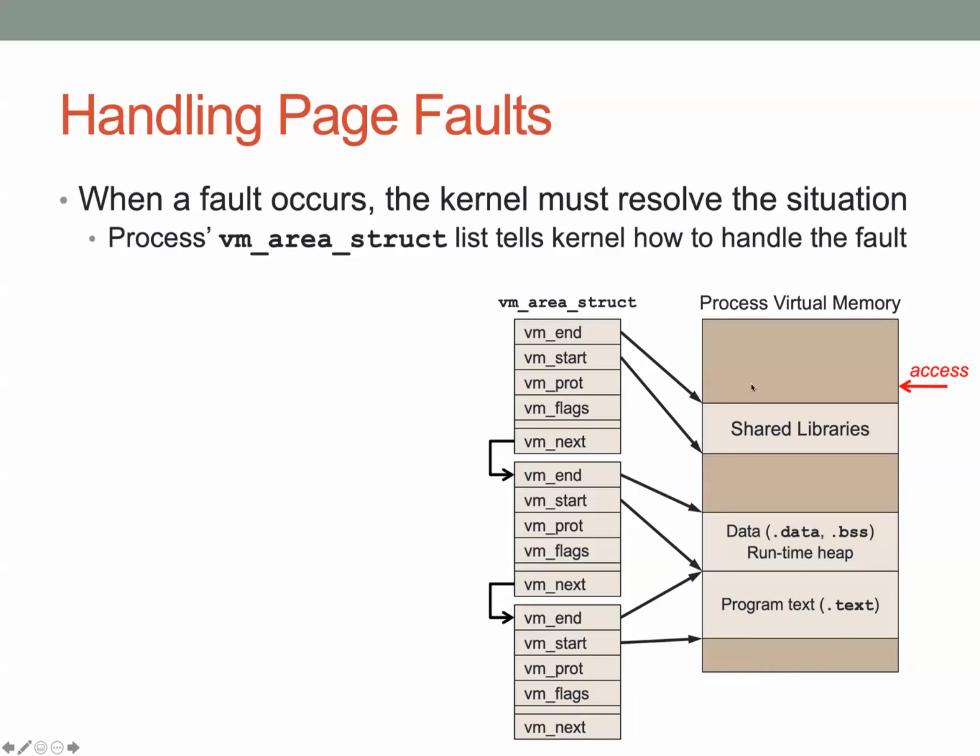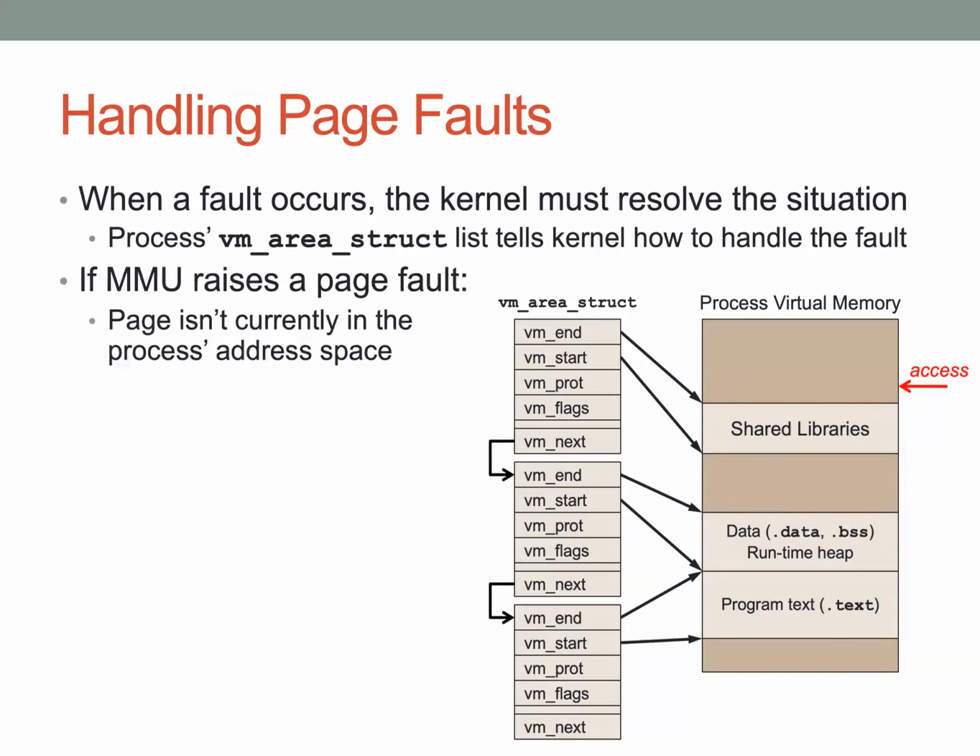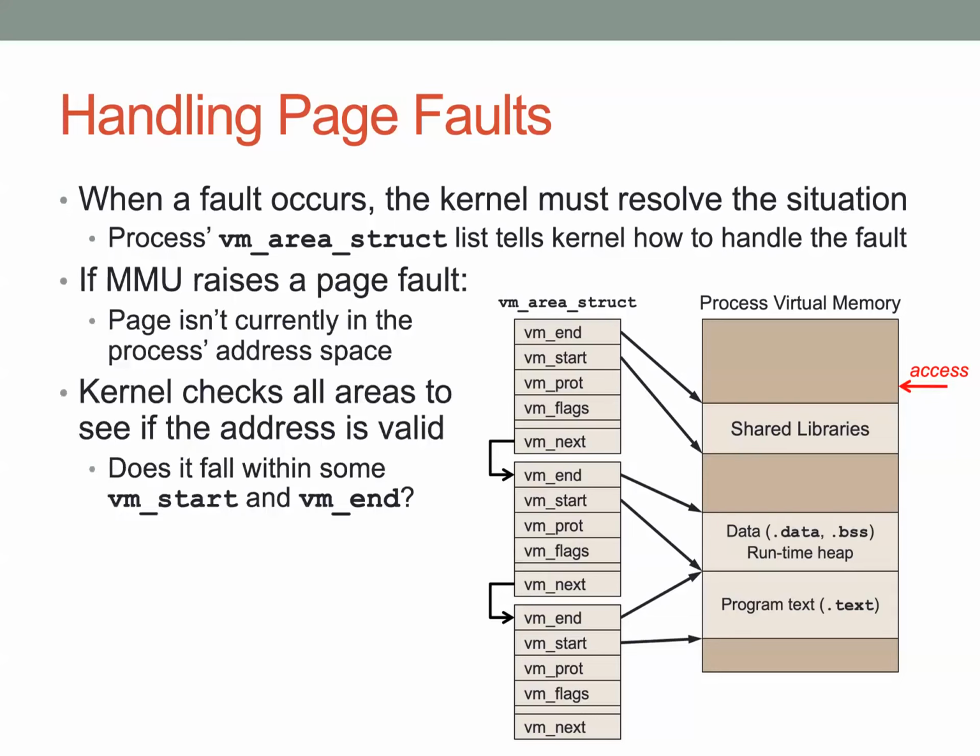We need to be able to differentiate between these different causes of faults, and the way that the kernel differentiates between them is by looking at the supplemental page table information. That's how it can say, this fault is normal, I can resolve it, or this fault is abnormal and I have to terminate the program, or send a signal which will usually terminate the program. Okay, MMU raises a fault, the page isn't in the process's address space.